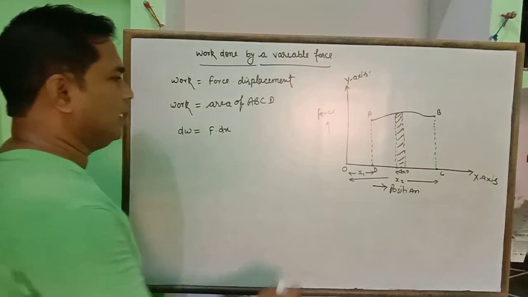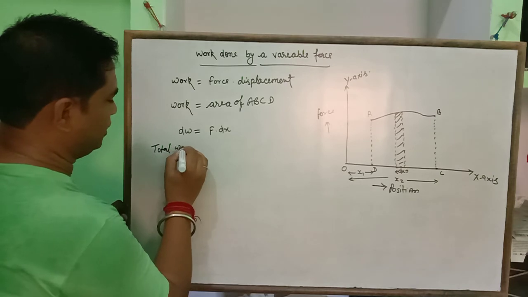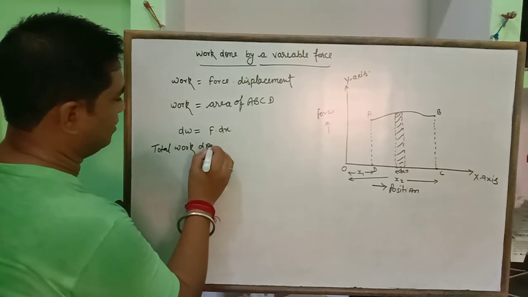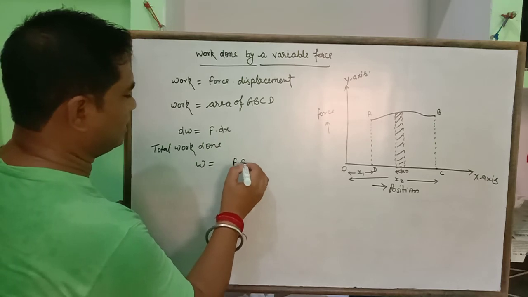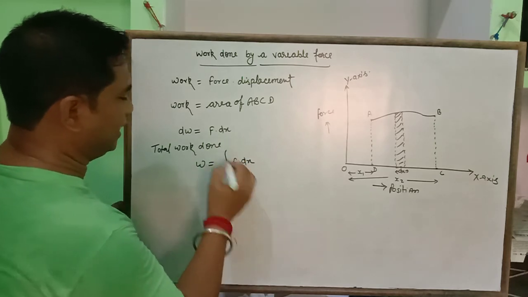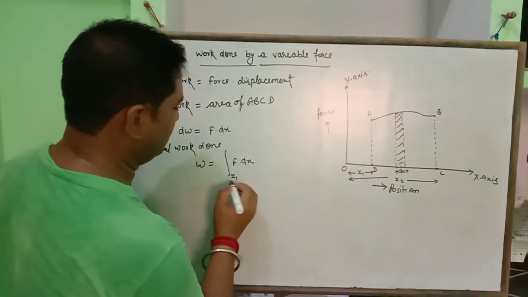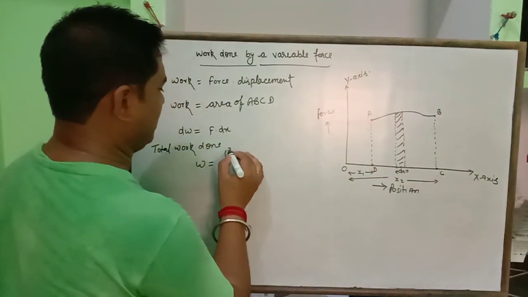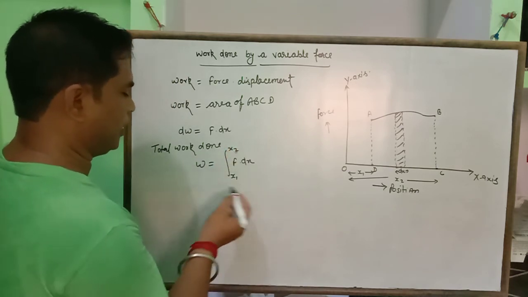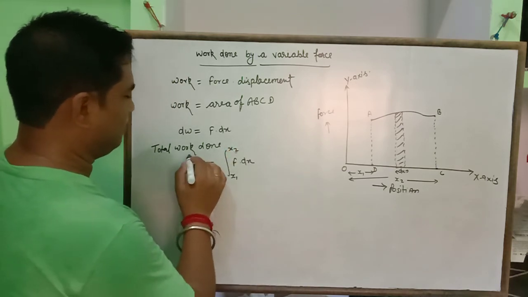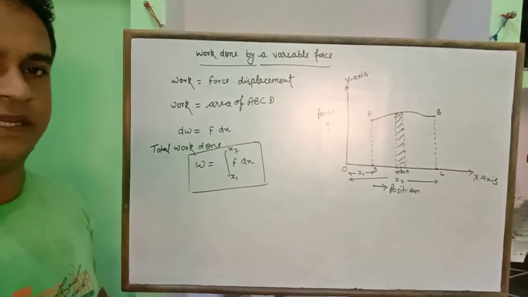So now the total work done can be determined by this relation if we integrate from the initial position x1 to the final position x2. Okay, so this is the formula to determine the work done by the integral method.